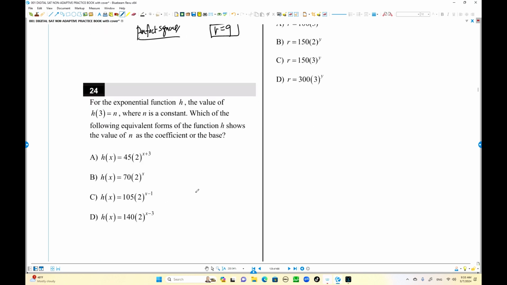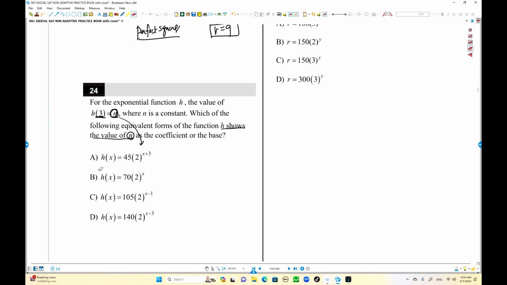Number 24. We have an exponential function. When x equals 3, the value of h is n. But that is not the initial value, from the h0. When you put x equal 3, that's going to be n. But you're going to find some equivalent. There are some conditions there. The value of h shows n over here. When x equals 3, the value of n should be displayed in the expressions. Now we check out.